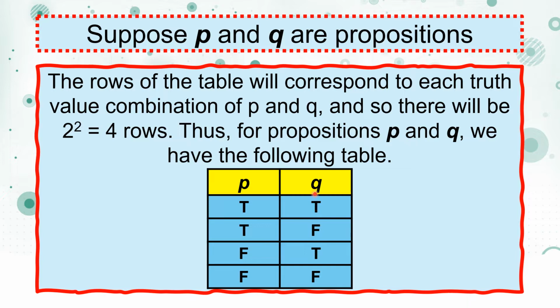Sa proposition Q naman, since dito sa proposition P, dalawa na yung ating true, i-divide natin tong dalawa into 2 ulit. So, 2 divided by 2 is 1. So, isulat natin isang true, isang false. Then, isang true, isang false. So, yan yung technique para mas mapadali yung pagsulat natin ng truth table ng mga propositions.